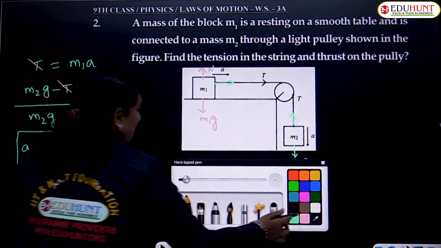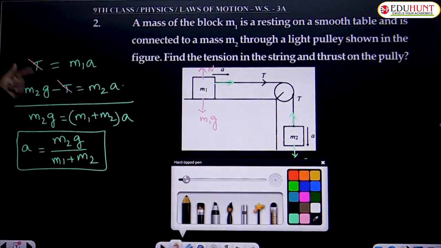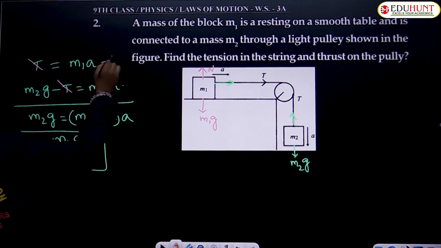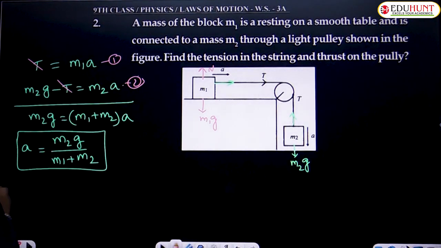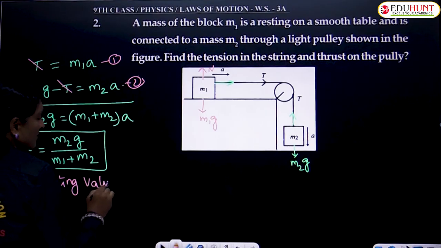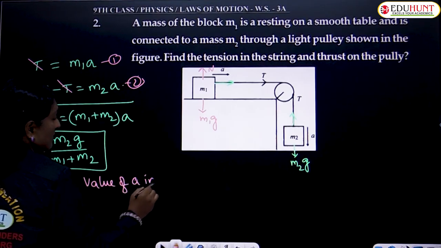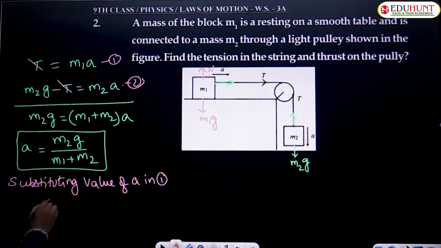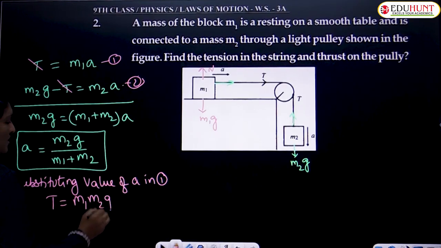So substituting the value of A either in equation 1 or equation 2. Equation 1 is easier. So substituting the value of A in equation 1, what is that, children? T must be equal to M1 times the value of A, which is written as M2G upon M1 plus M2.